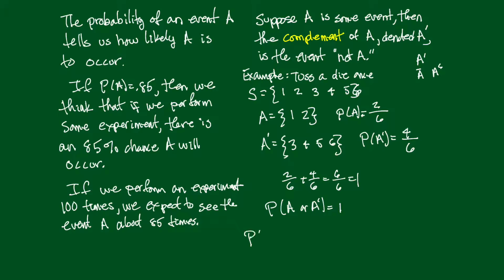Now I could write this. The probability of A prime is equal to 1 minus the probability of A. Does that make sense? So in our example, what's the probability of A prime? Well, it's 4/6, but I could write that like this. Probability of A prime is 1 minus the probability of A. What is the probability of A not happening? It's 1 minus the probability that it does happen. The probability that it does happen is 2/6, so there's my 4/6.